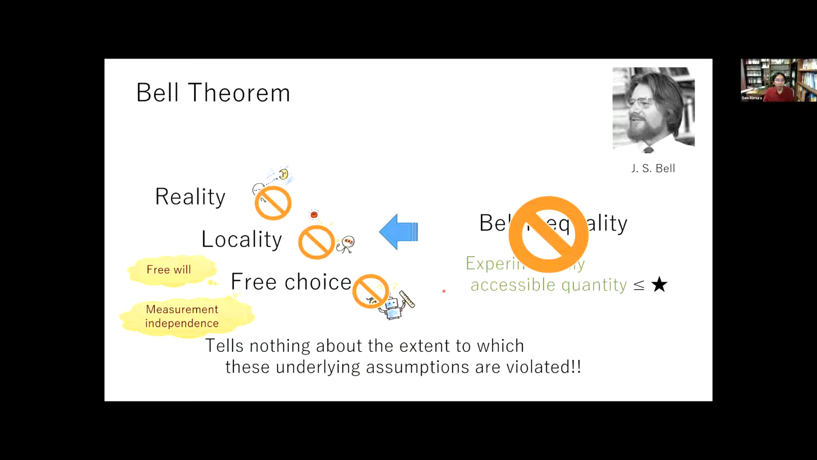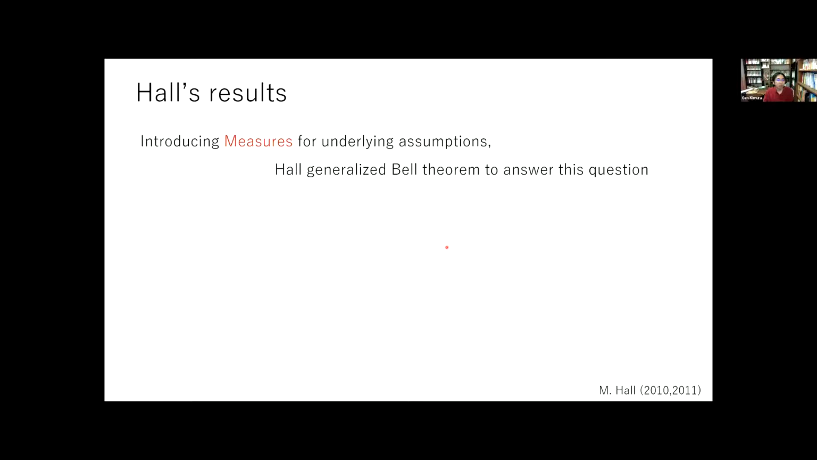However, come to think of it, Bell's theorem with the experimental results tells nothing about the extent to which these underlying assumptions are violated. And in response to this problem, Hall came up with a generalization of Bell's theorem by introducing quantitative measures for each underlying assumption. The assumptions he adopted were determinism, locality, and measurement independence.